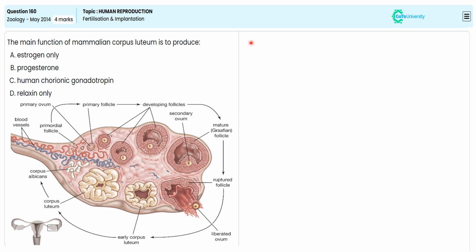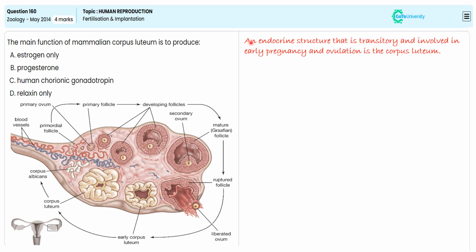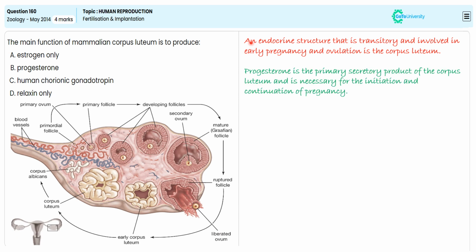We are giving a recap to take as NEET notes for future reference. An endocrine structure that is transitory and involved in early pregnancy and ovulation is the corpus luteum. Progesterone is a primary secretory product of the corpus luteum and is necessary for initiation and continuation of the pregnancy. With this specification, we are choosing option B as the correct answer to secure 4 marks.